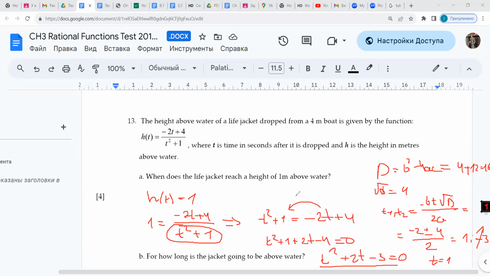When does the life jacket reach a height of 1 meter above water? It reaches that height 1 second after it's dropped. Any questions on how I did this?